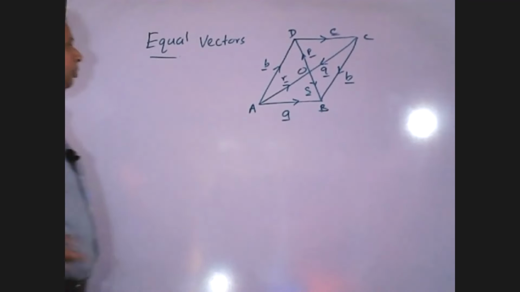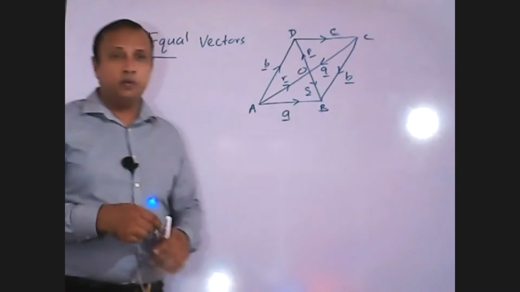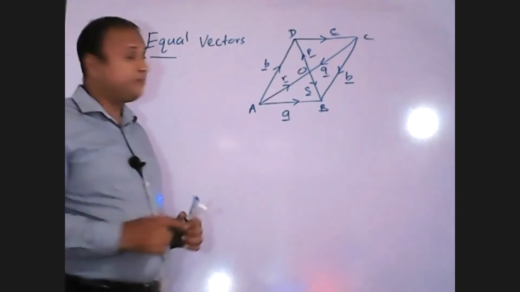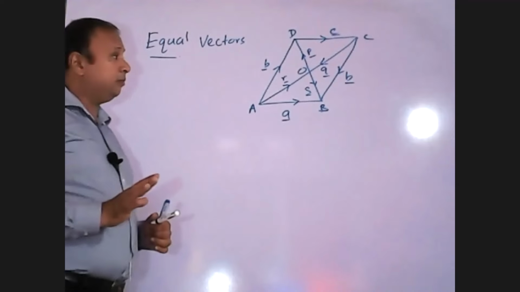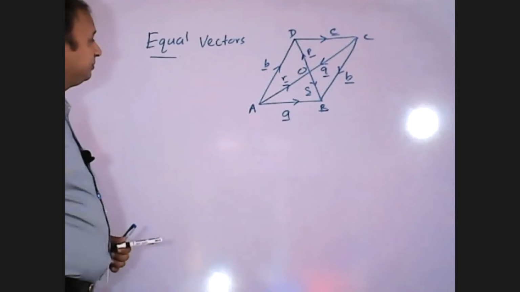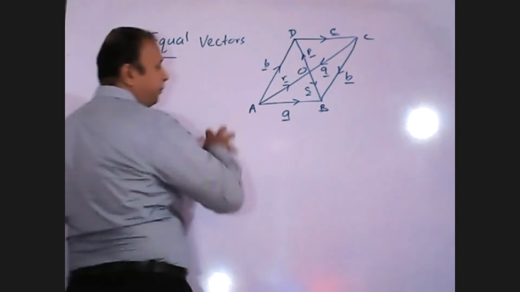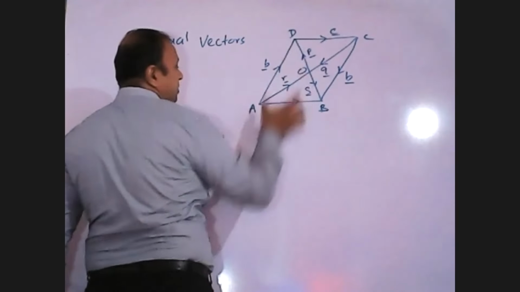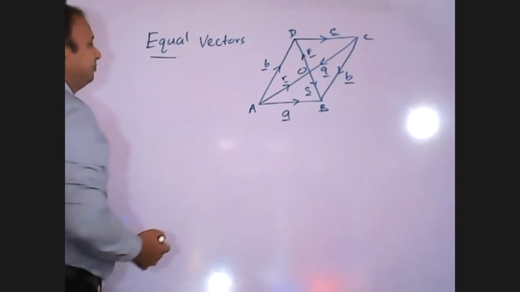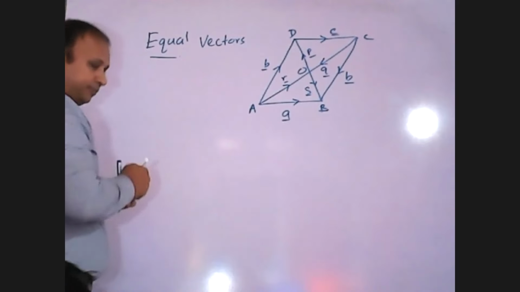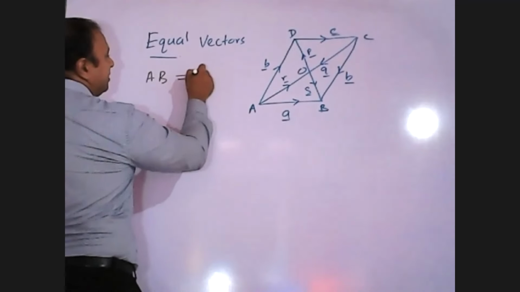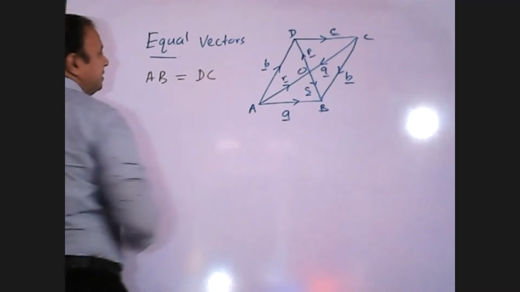Okay. The first thing you have to do is copy down the diagram to your notebook. Otherwise, don't do it without the diagram. After copying the diagram, how to write this one? Suppose you are going to compare A and C. If you are going to compare A and C, write in this way. Look at this one: AB equals DC.